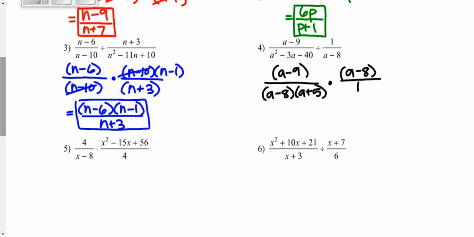And I'm always looking for opportunities to factor. a-8 cancels out, so I'm left with a-9 in the numerator and a plus 5. It's technically times 1, but if you multiply it times 1, you just get a plus 5.